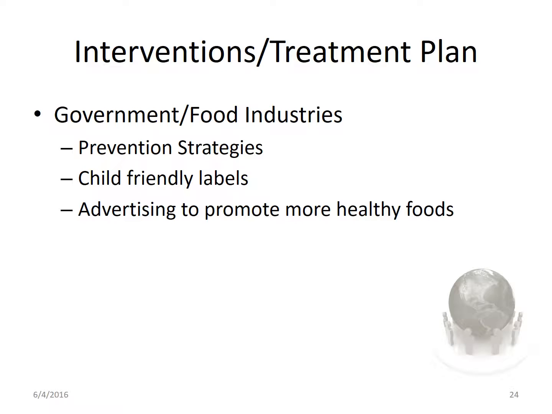Some of the things that the government and the food industries can do: offer prevention strategies, TV commercials, computer ads, things like that to help prevent gaining weight, changing their lifestyles. Have child-friendly labels so that the kids would be able to read it, put pictures on it, something that would be easier for them. Obviously, adolescents can read, but do they know what it means? And advertising to promote more healthy foods. During the cartoons, during the teen shows, don't advertise junk food.